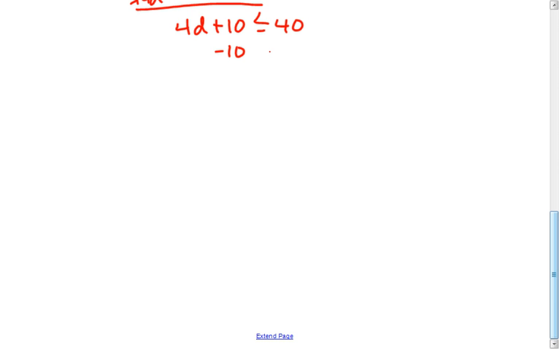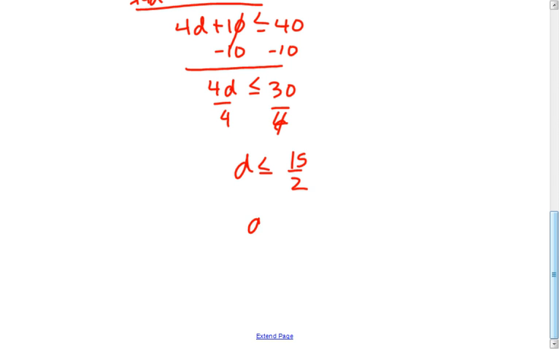Subtract 10. And I'll have 4d is less than or equal to 30. Divide by 4. D is less than or equal to 30/4 or 15 halves or 7.5. Now, the problem is you can't have 7.5 dolls. That doesn't work. So she can't buy 8 dolls because it has to be less than 7.5, so it has to be 7 or fewer dolls.